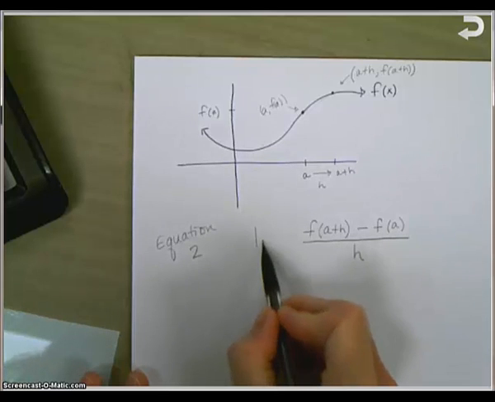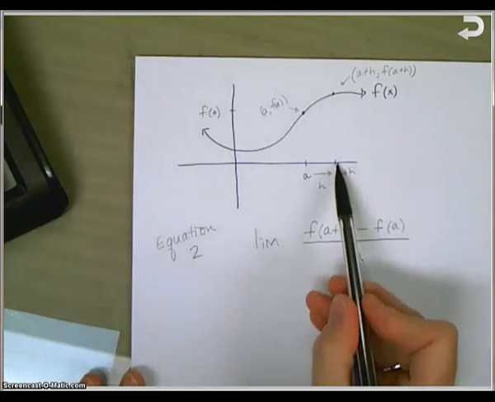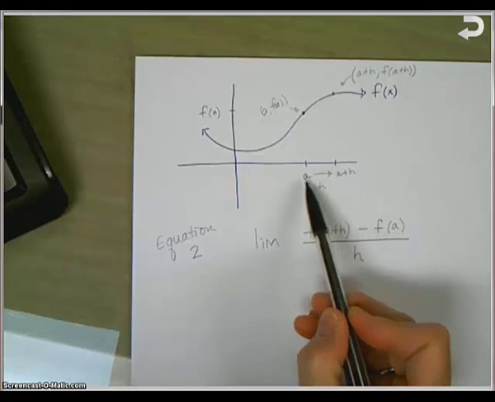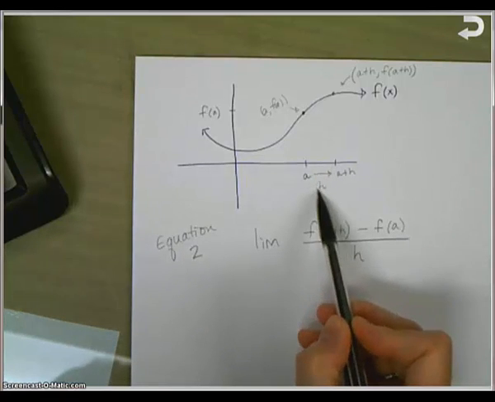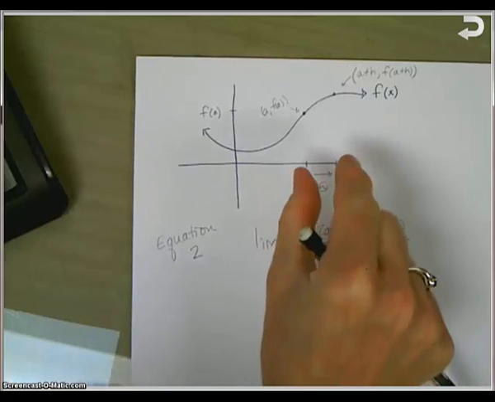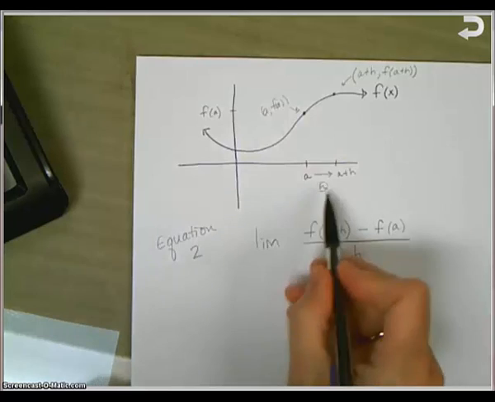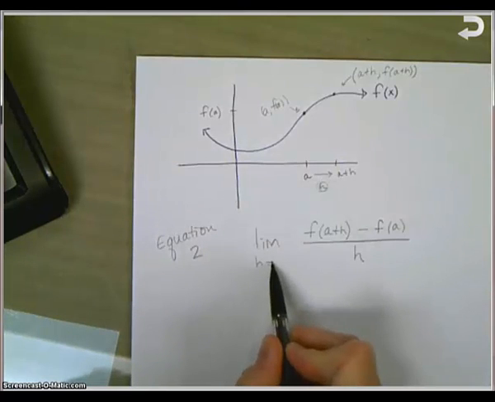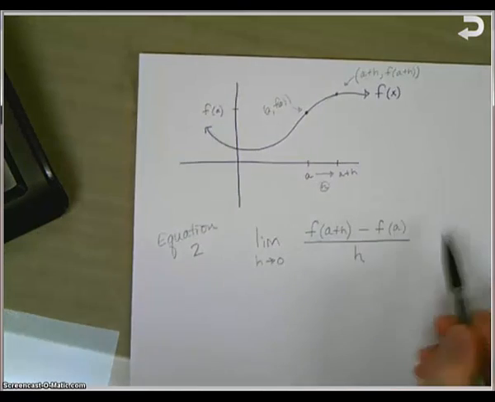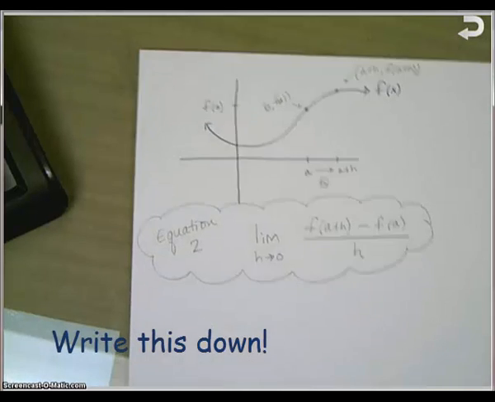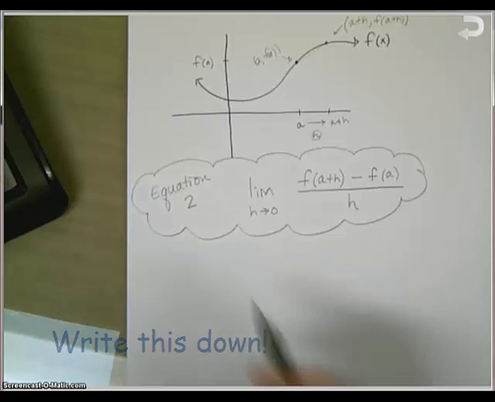Okay, and now instead of taking the limit as x approaches a, we're really taking the limit as a plus h approaches a. But another way of saying that is this little distance right here, where we want to make it nothing. So we're really taking the limit as this distance between these 2 points goes to 0. So we'll cloud that up, and then we'll try the same example that we just had.